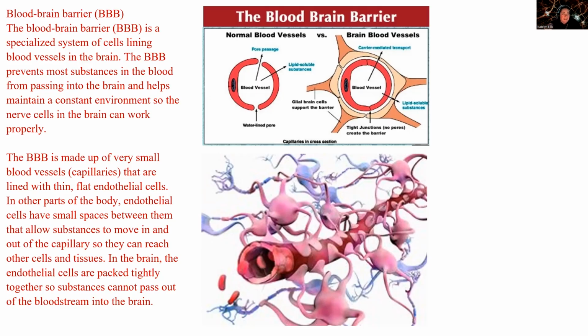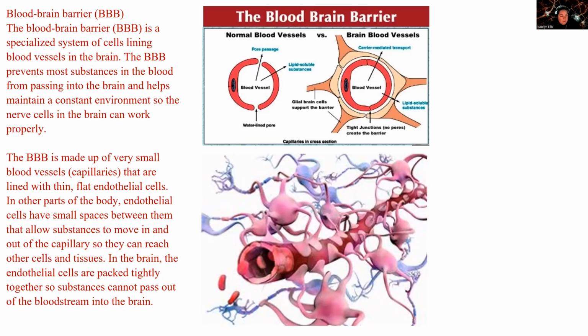The blood-brain barrier is a specialized system of cells lining blood vessels in the brain. It prevents most substances in the blood from passing into the brain and helps maintain a constant environment so the nerve cells in the brain can work properly. The blood-brain barrier is made up of very small blood vessels, the capillaries, that are lined with thin, flat endothelial cells.